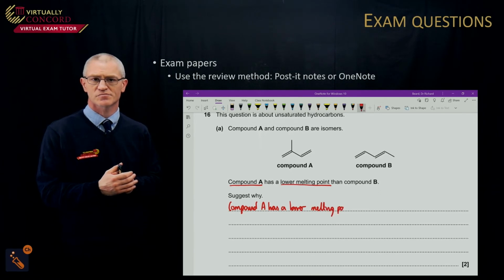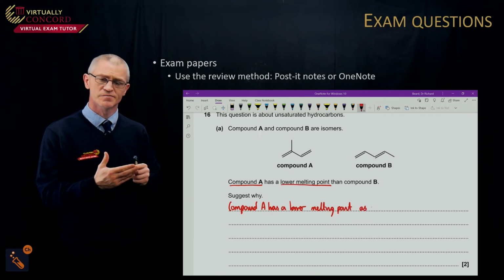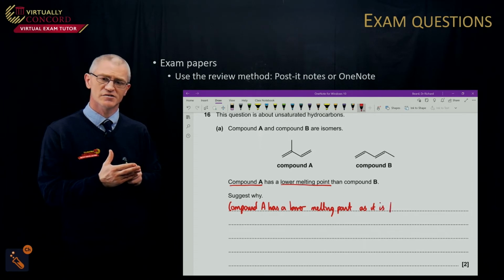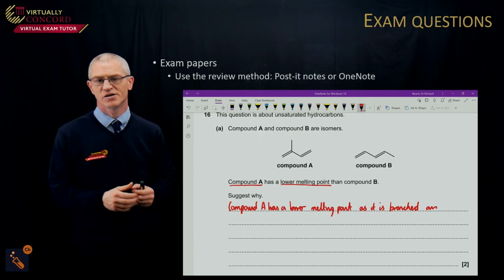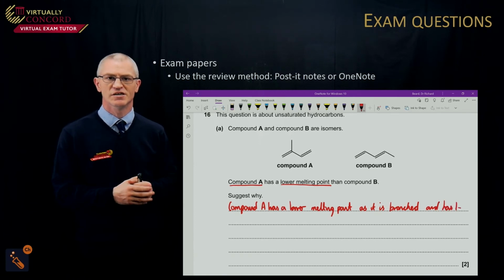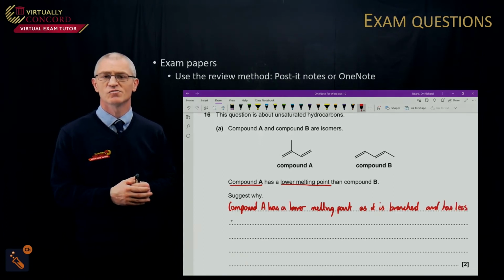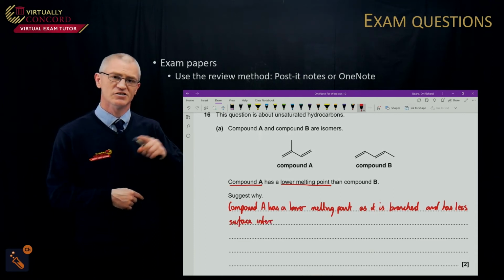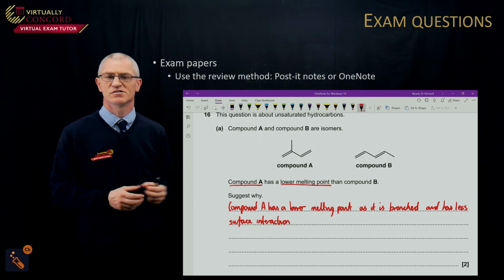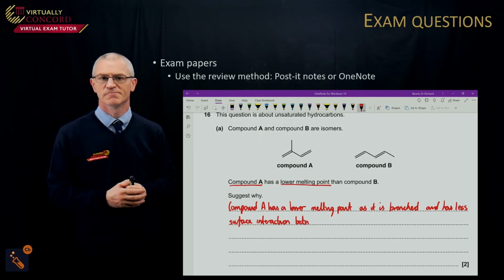Once you've done your answer, you will store that answer somewhere else. So if it's a Post-it note, for example, you'll just put it into a pile somewhere in your notes. If it's OneNote, what you can do is select all of it and then move it over to the side so that you can't see it.